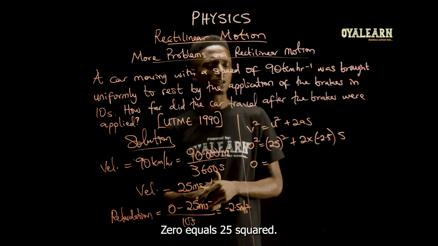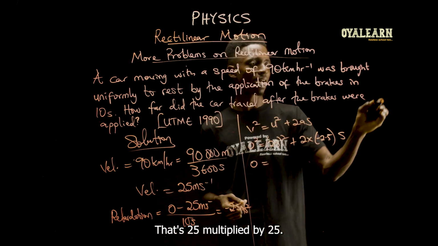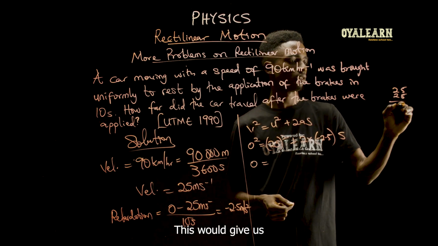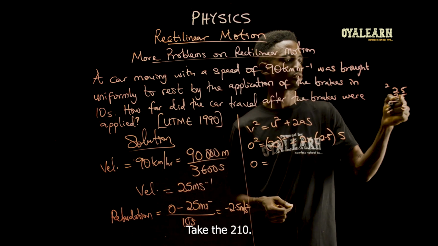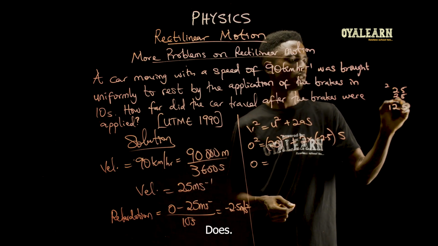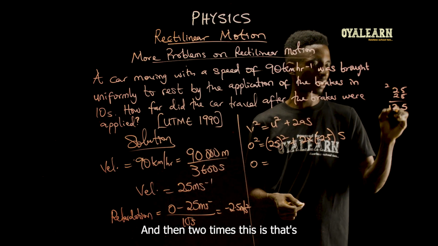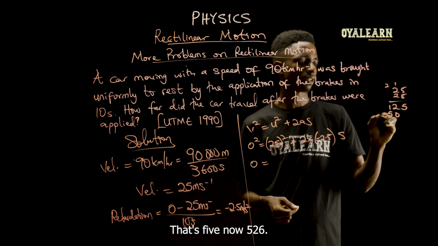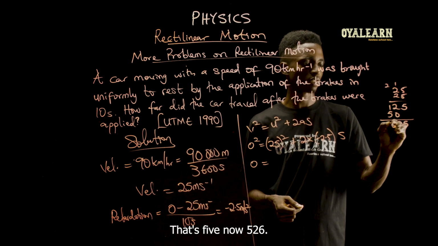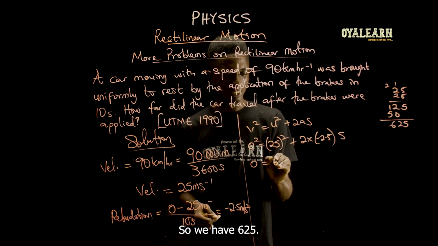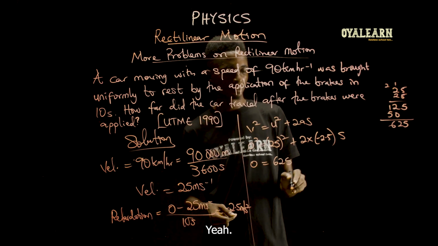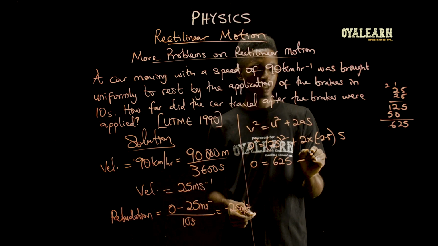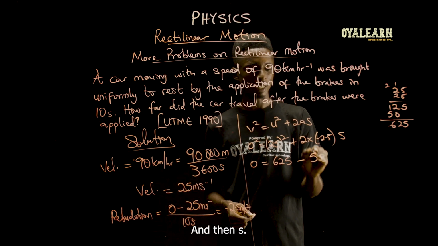0 equals 25 squared. That's 25 multiplied by 25. This would give us 625. This will give you minus 2 times 2.5, that's 5, and then s.